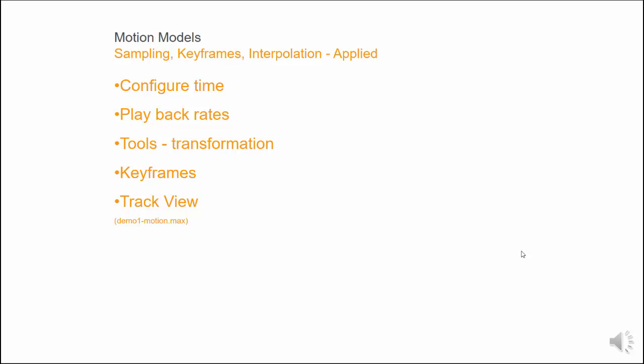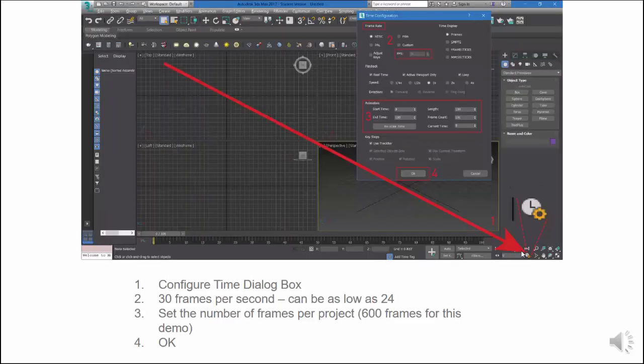So what's important for you to note is how to configure time, specify the playback rate, as in terms of frames per second. We're going to stick with the standards. What are those tools for transformation? Move, rotate, and scale. How to assign keyframes or auto keyframes, where 3D Max will do it for us. And then take a look at the track view, which shows the movement of our object in space and time.